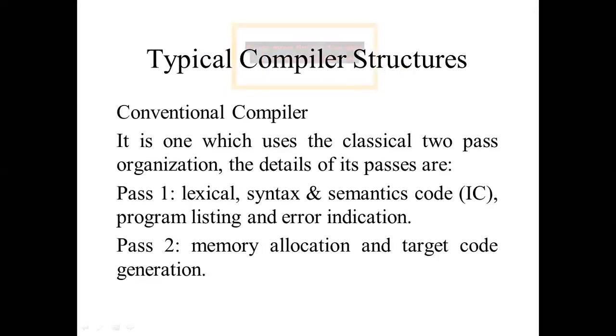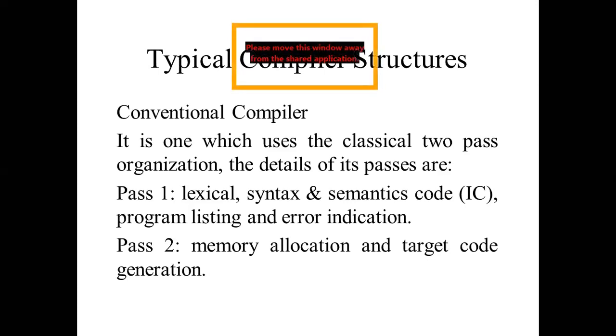So what is the typical compiler structure? What is the conventional compiler? In the conventional compiler, we use only two pass organization. It is one which uses the classical two pass organization. The details of passes are given below here. So in case of the conventional compiler, or the common compiler, we use only two passes.